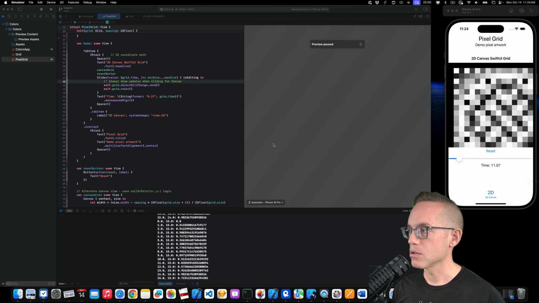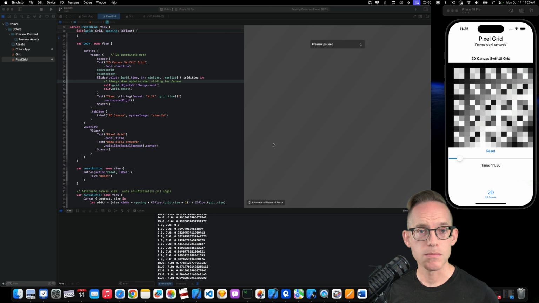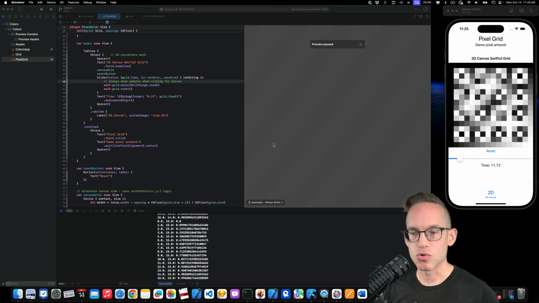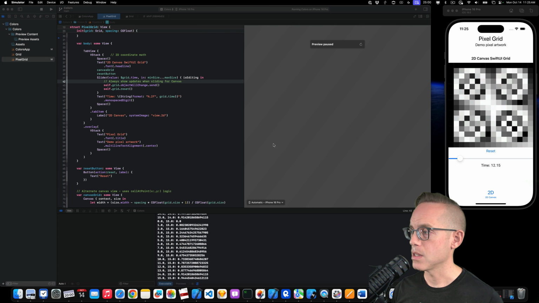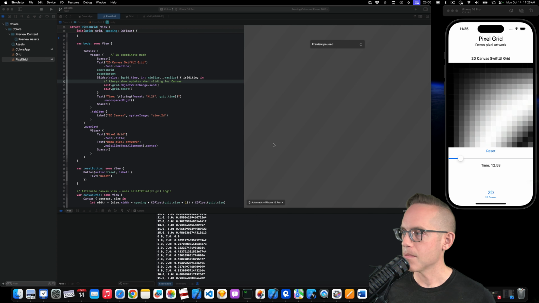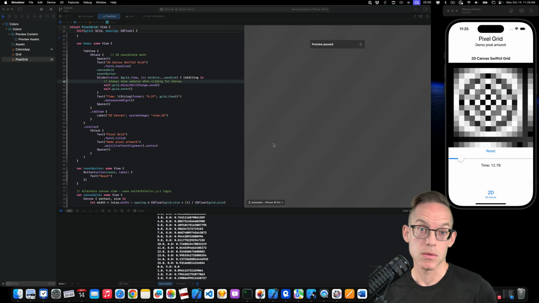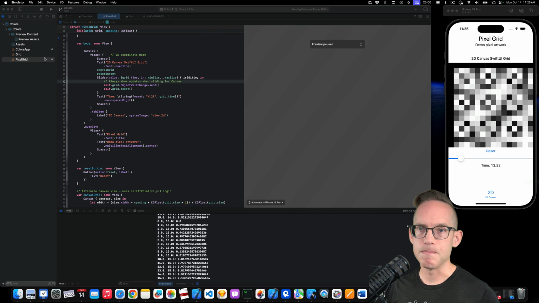This is a little canvas grid using SwiftUI that allows me to try out different animations, see how they look, and interact with the time to see how the animation is progressing over time and what it looks like. So that's what we can see on screen right here. I have this pixel grid.